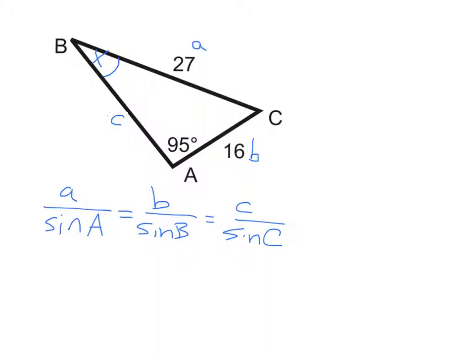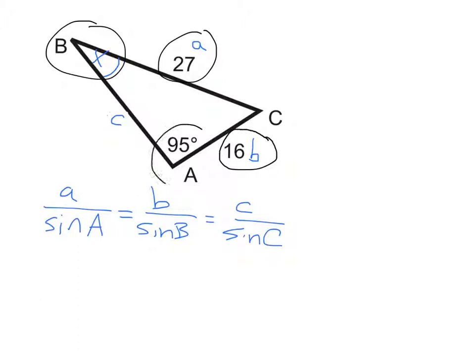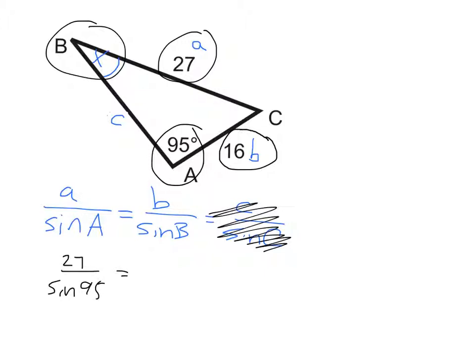So in this particular question, I've got little b, I'm looking for big B, I've got little a, and I've got capital A. I'll be using the A's and the B's for this particular problem. I won't even use the last part of this formula. All I have to do is place those pieces in the right spots. Little a here is 27, sine of 95 here. Little b is 16, and the sine of angle B is below.